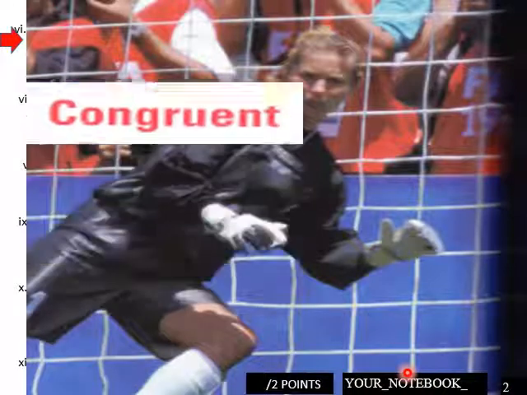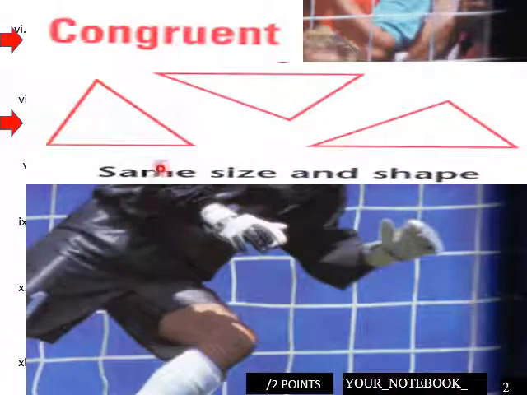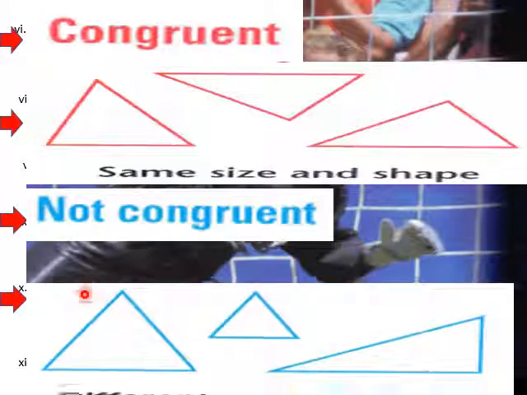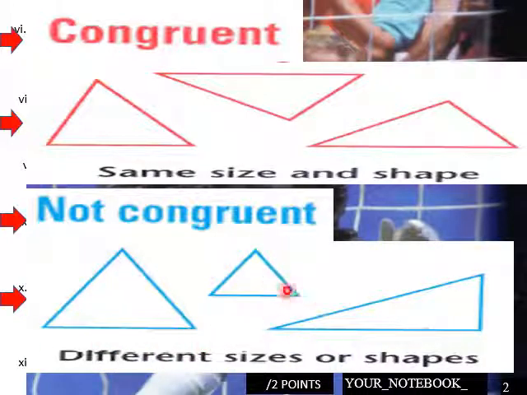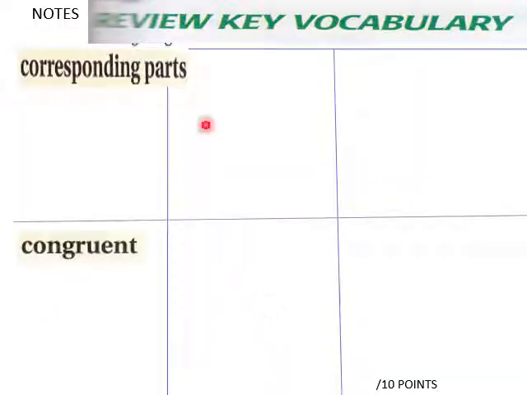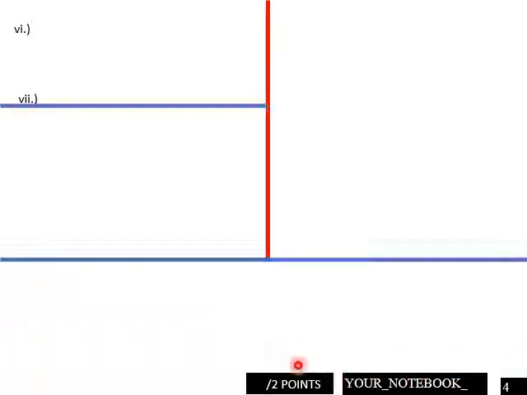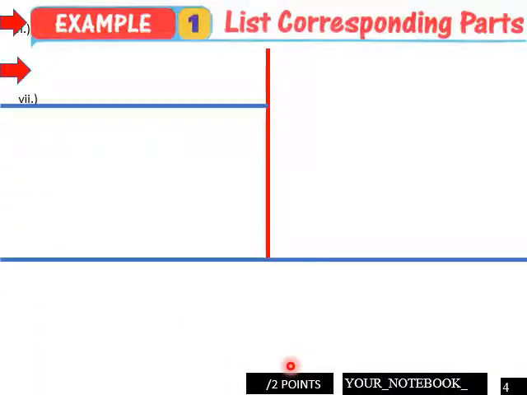Page 2 for your notebook here. Congruent: these are the same size and shape. Not congruent would be different sizes, different shapes. Here's your vocabulary here, students. Define these in your own words: corresponding parts and congruent. Page 4 of your notebook. Students, this goes in your notebook.